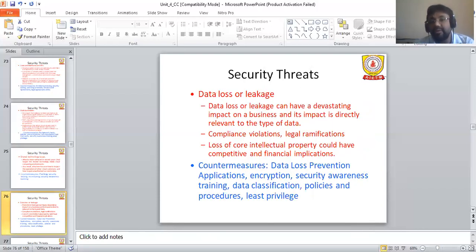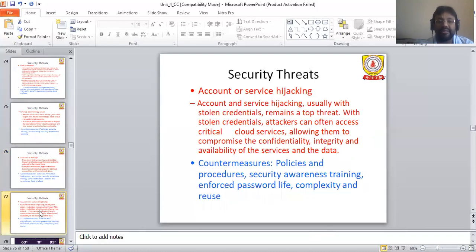Data loss or leakage is also a big concern. Data loss or leakage can have a devastating impact on a business, and its impact is directly relevant to the type of the data. Compliance violations, legal ramifications, and the loss of core intellectual property could have competitive and financial implications. So the countermeasures are data loss prevention applications, encryption and decryption techniques, security awareness training, data classification policies and procedures, and least privilege. So this is important.